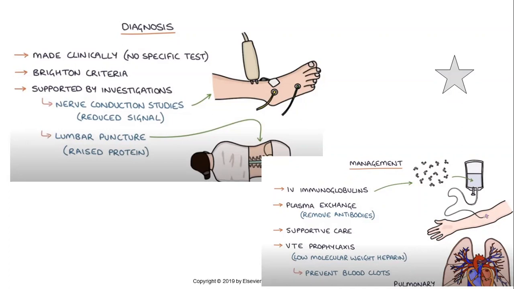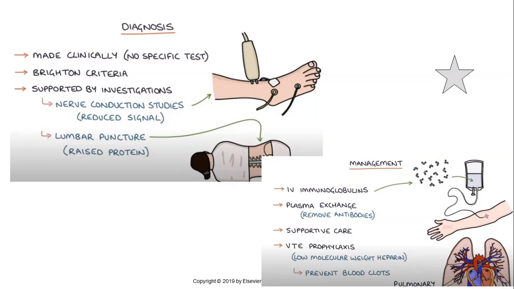What is the management? First of all, IV immunoglobulins or plasma exchange, to remove the antibodies. At the beginning, I told you Guillain Barré is an autoimmune attack of the peripheral nervous system. It is a disorder of the immune system where the nerve cell is attacked by autoantibodies or by immune cells. So we have to remove the antibodies. We call this plasma exchange or plasmapheresis. But if we go for plasmapheresis, keep in mind the side effect of hypotension.